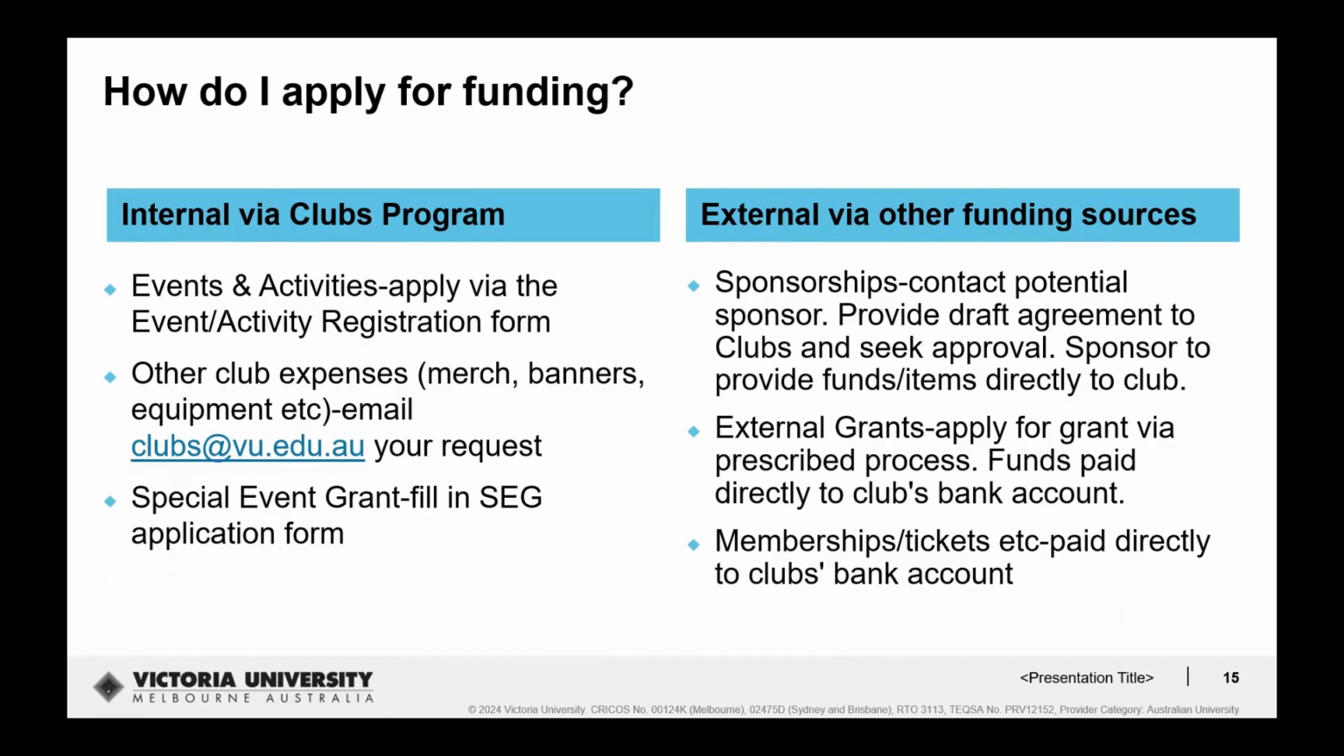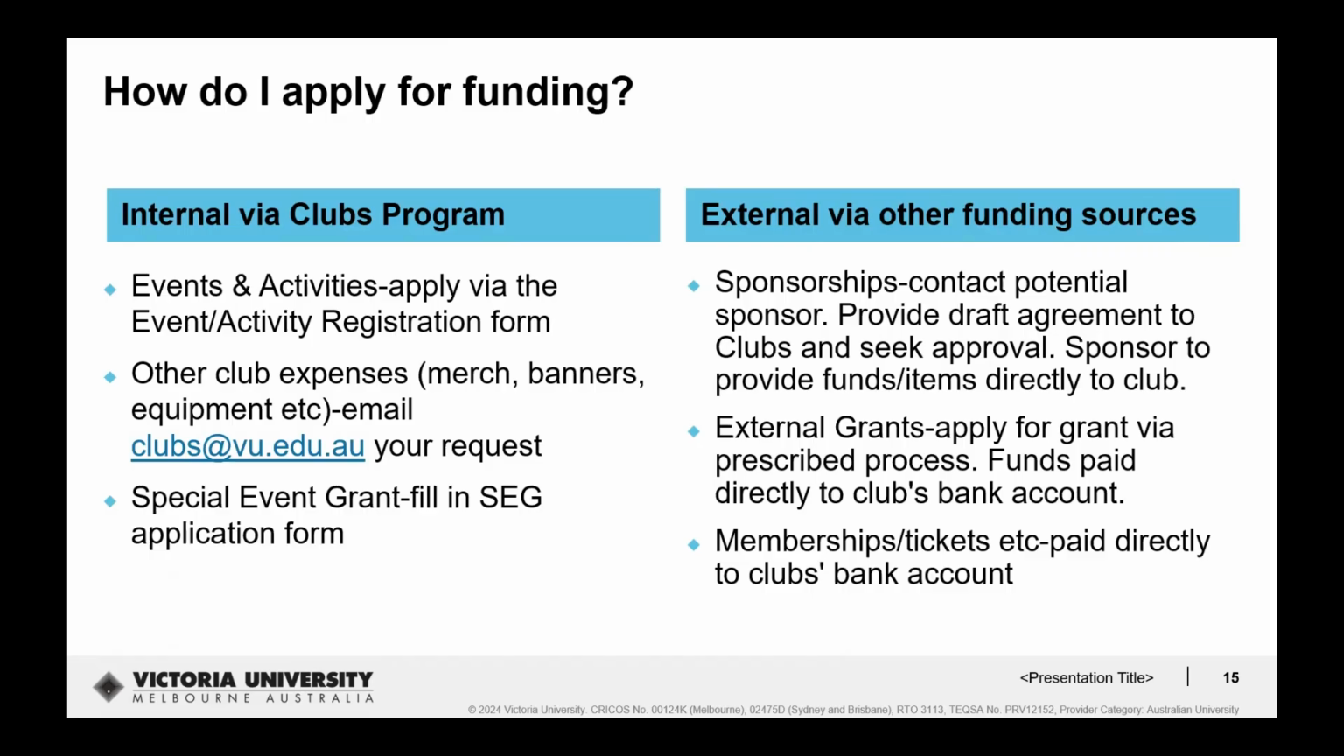So as a club, how do you apply for your funding? When you need funding for your events and activities, you apply for this via the Events and Activities Registration Form. If your club requires other club expenses, such as merchandise, banners, equipment, etc., you can email your request to the club's email. For the special event funding grants, you need to fill in the special event funding grant application form. When seeking funding outside of the university, for sponsorships, you can contact potential sponsors, provide draft agreements to the clubs, and seek approval.